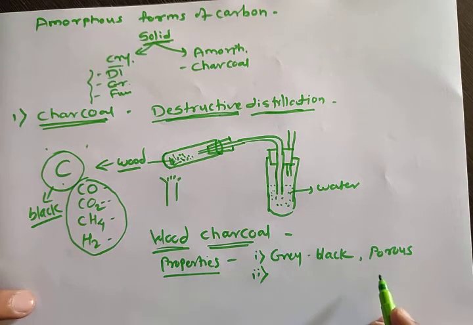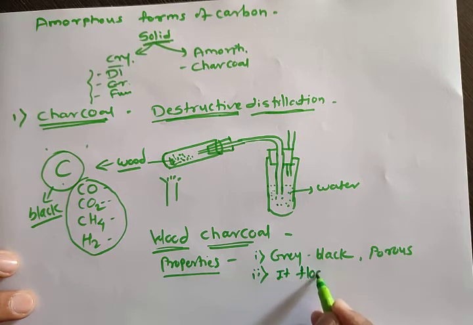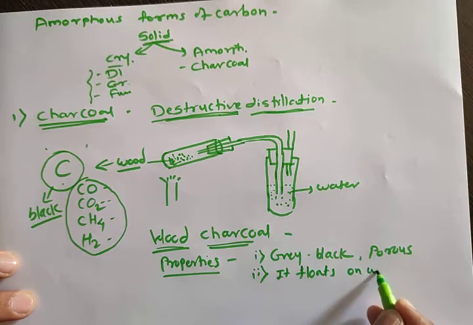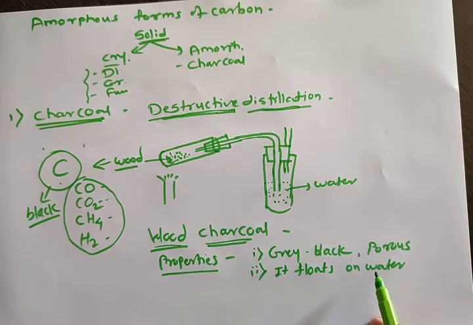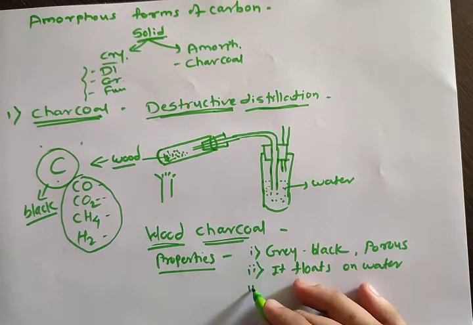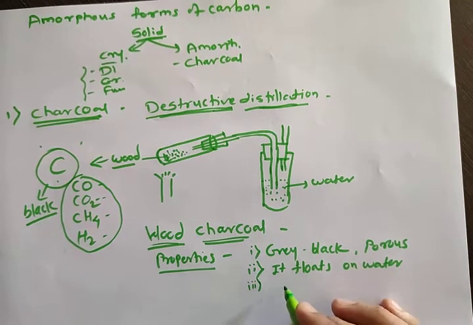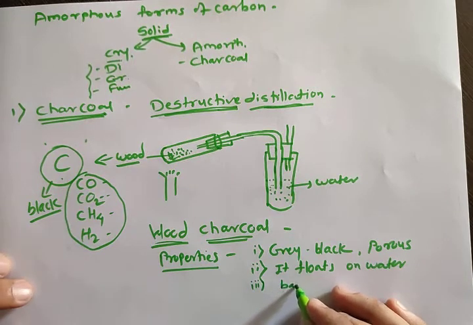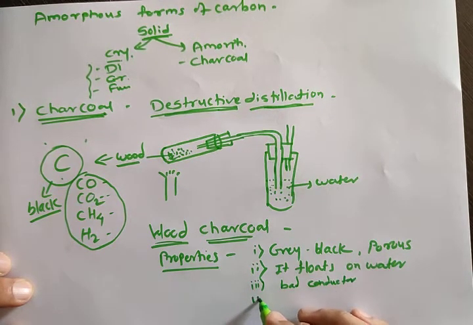Then the second property: it floats on water. It floats on water because it is very light in weight. It is porous, therefore its density is very low, and therefore it floats on the water. Then the third property is that it is a bad conductor of heat and electricity.